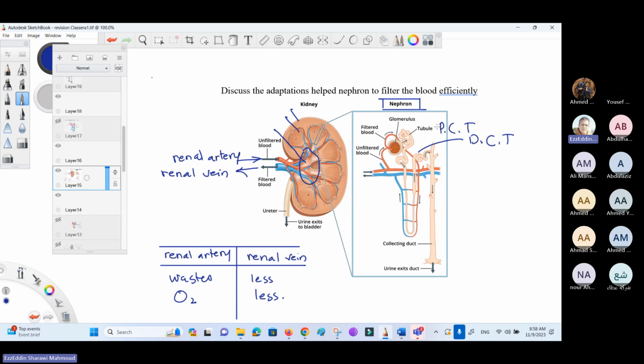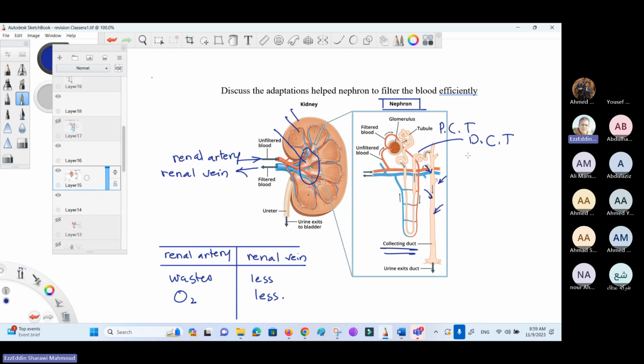So the first one is called PCT. The far one is called DCT. You can write them like that in the exam. After that, each DCT or distal convoluted tubule will put its excretory material into a collecting duct. Now we have finished the basic structures of the nephron.